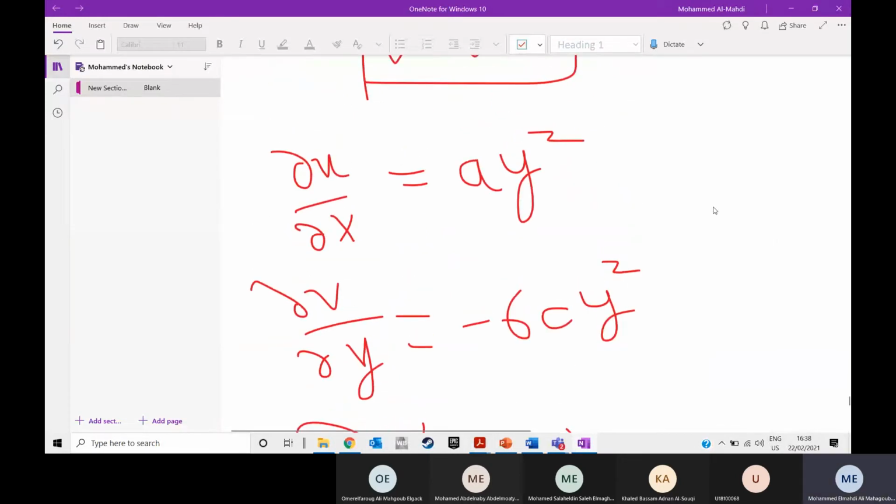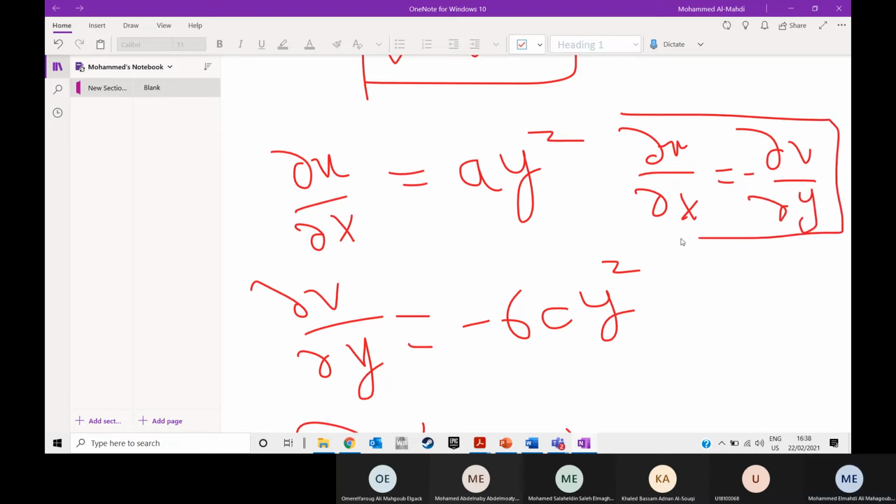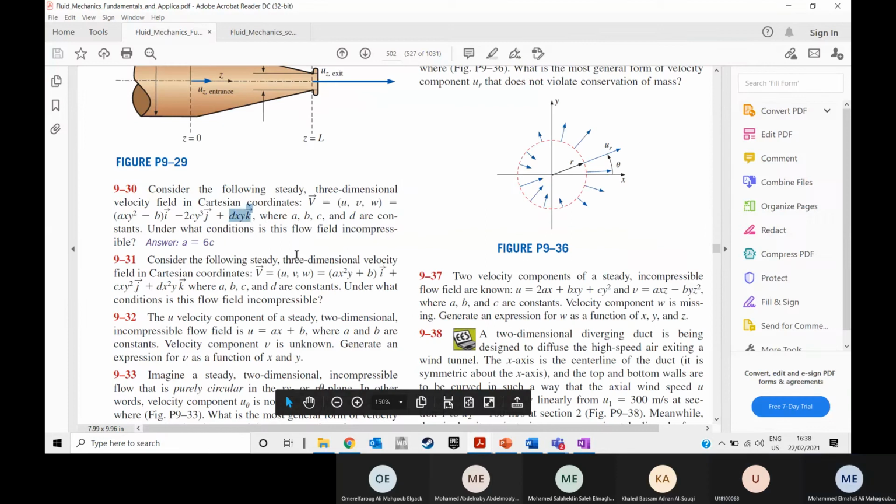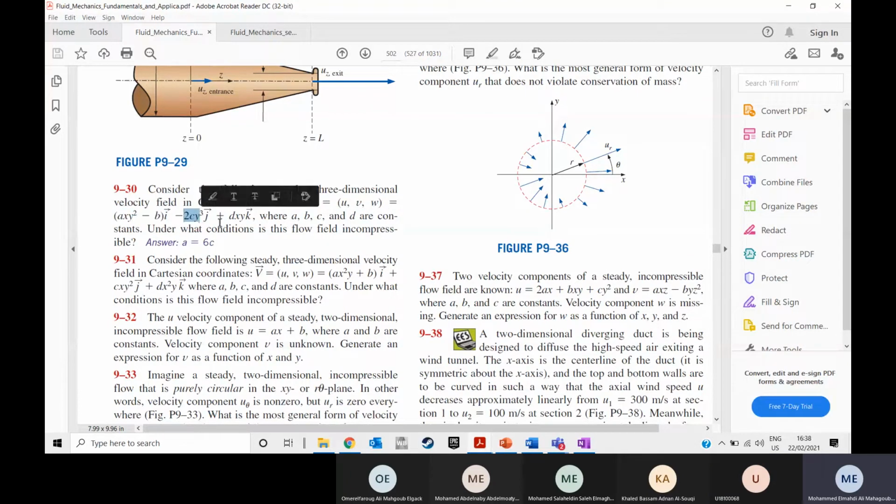When is this flow incompressible? When partial u by partial x equals minus partial v by partial y. Did you start deriving, or did you just take the values? No, I derived. I took the velocity field, this is the velocity: a x y squared minus b. This is the x component, the y component, and the z component. So derive each component with respect to its own direction, x, y and z, and add them together. They should give you 0.